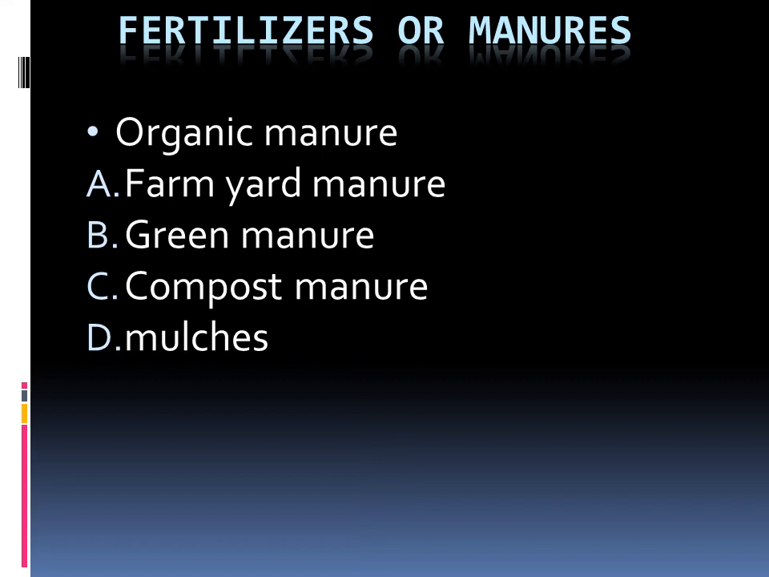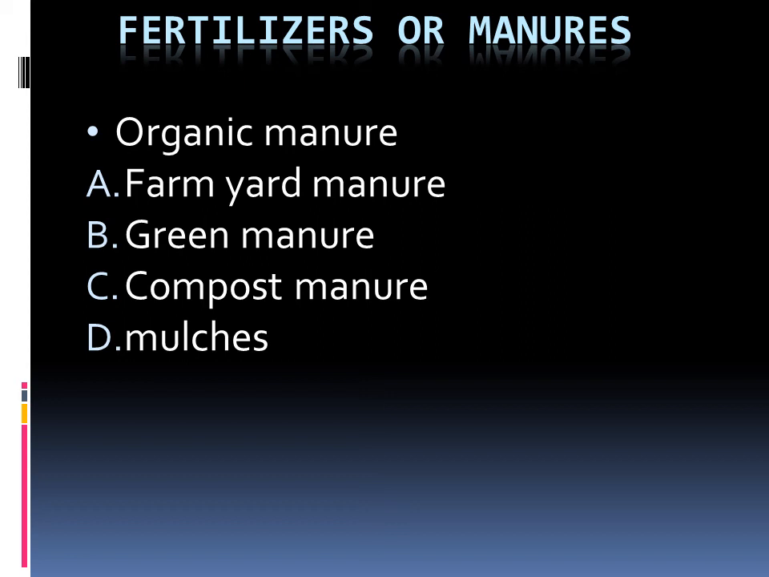Note the following, pupils. The compost manure should be turned regularly, that is every 3 to 4 weeks, to allow air circulation that will in turn enhance faster decomposition. Pupils, during dry season, the heap should be sprinkled with water to keep it moist. This speeds up the rate of decomposition.